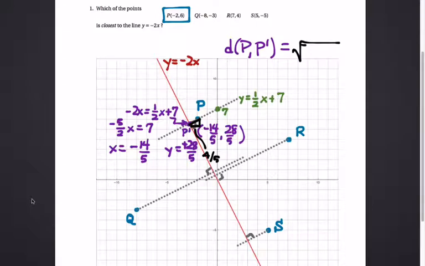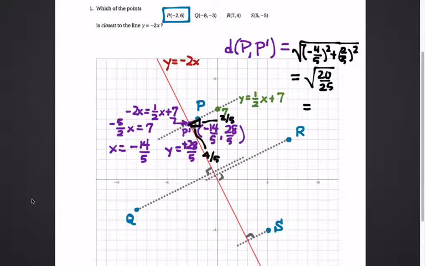So the distance would be the square root of negative 4/5 squared, plus, and then we measure the difference in the y coordinates, 28/5 compared to 6 is 2/5. So again, depending on how you reckon with positives and negatives, we'll call that 2/5 squared. And so you'd do this computation, we'd get 16 plus 4 is 20 over 25, reduce that down. What is that? The square root of 4/5. That's 2 square root of 5 over 5. And so you get the distance between P and P prime.